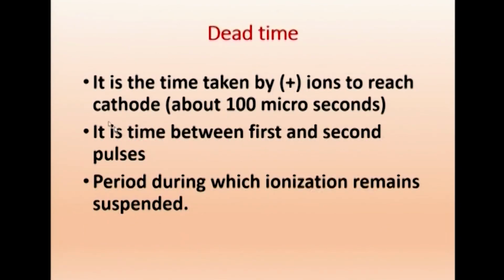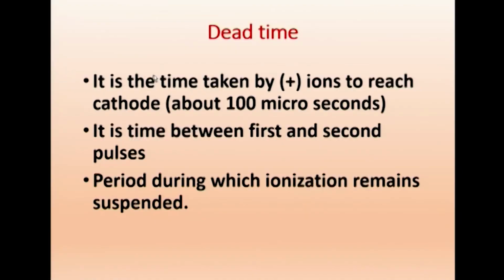What is the dead time? Already you would have understood what dead time is. It is the time taken by positive ions to reach the cathode. That was the time during which it cannot read the second pulse. So the positive ion goes slowly. Therefore, that is the time. It is the time taken by the positive ions to reach the cathode. That will be about 100 microseconds. That time is the dead time. The GM tube cannot work for that time till that ion reaches the cathode.